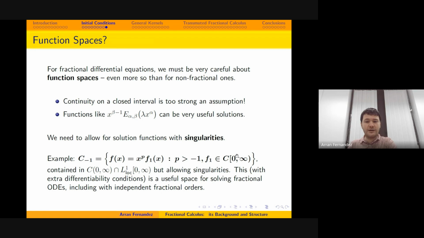The function f1 is continuous on the closed interval, but we multiply by a power function where the power can be negative. So if p is between -1 and 0, then this thing could have a singularity, and you need to allow for functions like that. So this function space is chosen so that everything in there is continuous on the open domain, locally L1 on the whole domain, but it can be discontinuous. It can have a singularity just at the initial value.